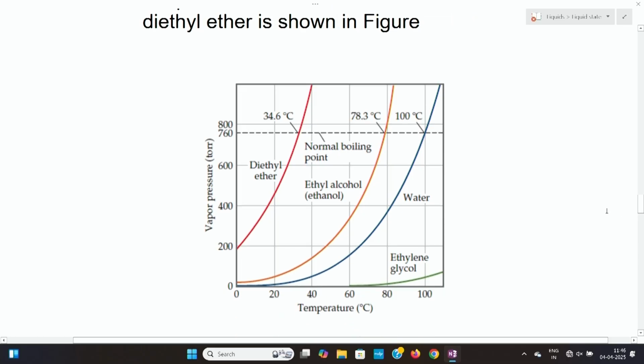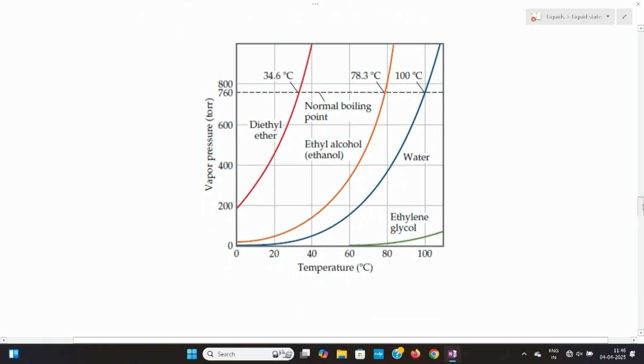We saw that the vapor pressure increases with the temperature. That we can see in this graph. Here we have diethyl ether. At 0 degrees Celsius, the vapor pressure of diethyl ether is 200. Then as the temperature increases, the vapor pressure also increases. And at a vapor pressure of 760, the boiling point is 34.6 degrees Celsius. That is the temperature where the vapor pressure of the liquid is equal to the atmospheric pressure for diethyl ether.